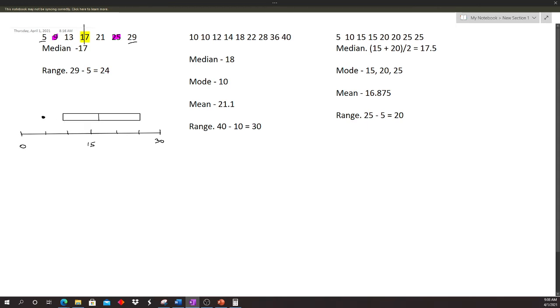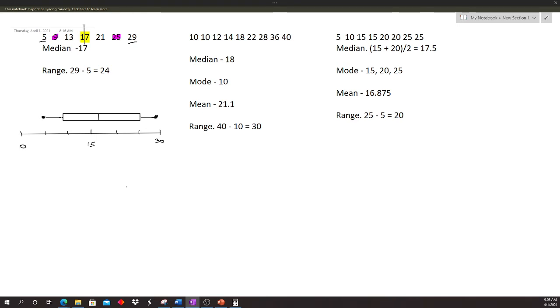But you're going to put a dot at the minimum point, which in this case is 5, and a dot at the maximum point, which is 29. And then you're going to draw whiskers connecting those endpoints to your box. And that is how you construct a box and whisker plot.